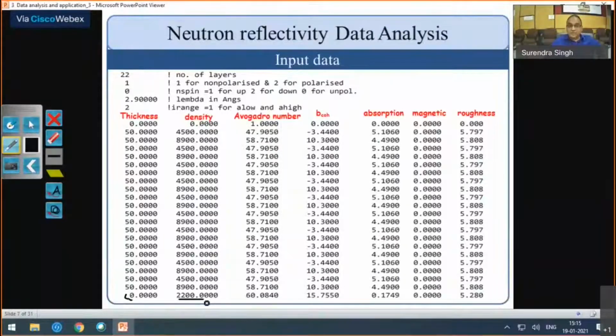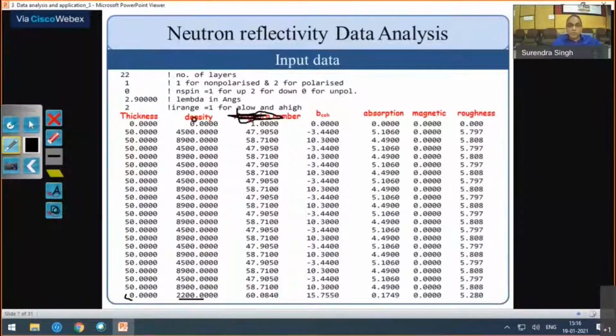We have a glass substrate, so the density of glass is in the second column. This is in kg per meter cube. Then we have to give, sorry, this is not the Avogadro number, this is the atomic number. This is the atomic number for glass, SiO2. Then this is B coherent, this is the absorption part of the value, and this is the magnetic moment. Since we are doing unpolarized, you can see 0.000, and then this is roughness in angstrom.